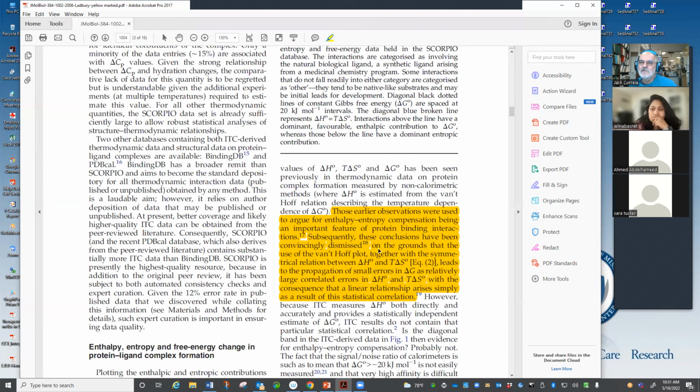However, it's been dismissed primarily because of the Van't Hoff plot data, because you calculate delta S from the delta G, delta H. So it's a calculated value, and therefore it's systematic. And this leads to a propagation of small errors in delta G and large correlations between delta H and delta S. And so it's a simple statistical correlation.